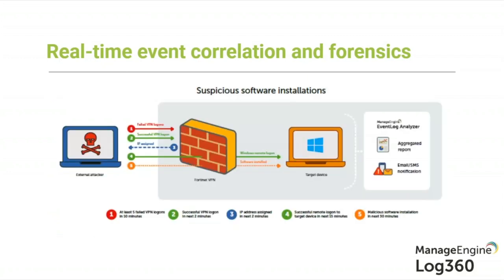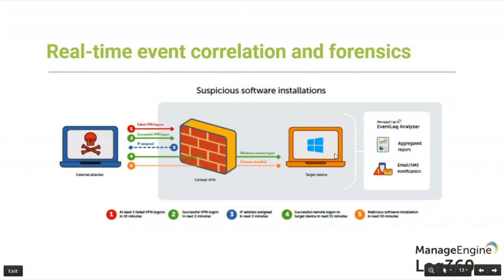So this is just a quick example. Let's say an attacker who is outside your network, an external hacker, wants to breach your network and download some particular malware onto your network. Let's say through a simple brute force attack, they are able to breach your organization's VPN, and they get a legitimate IP to log on to your network. Once this happens, they are able to remotely log on to a device in your network.